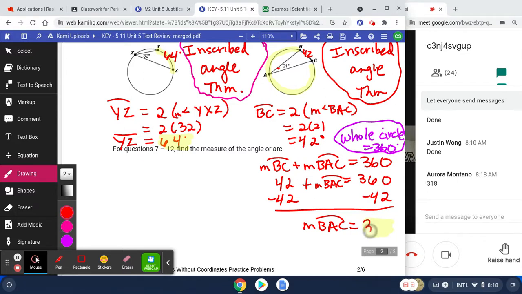Thank you, Aurora. 318 degrees it is. I hope you guys got the same thing as Aurora. Make sure you highlight those answers. In 1 second, I'm going to scroll down to the next one. Any questions before I start scrolling on that one?